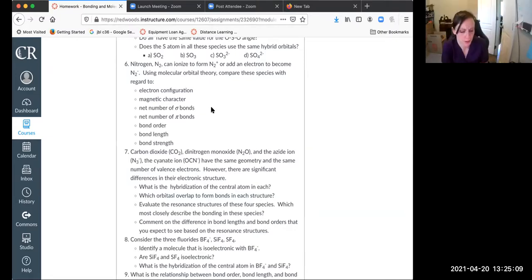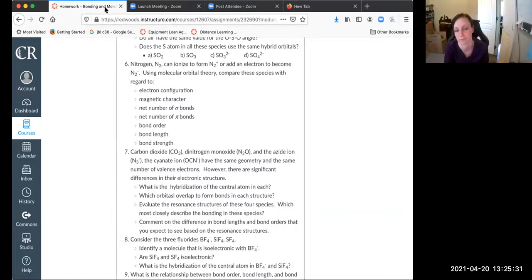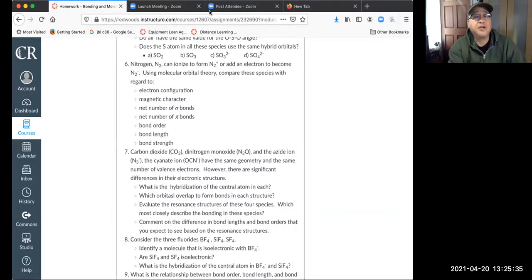I was really just curious about when you ask about bond order, bond length, and bond strength. Yeah, that's a common question. And when we get there, you'll see what I may head off that question. So let's take a look here. So we're supposed to compare all 3 of these, N2, N2 plus, and N2 minus, okay? Mm-hmm. Okay, so first of all, let me do my new share.